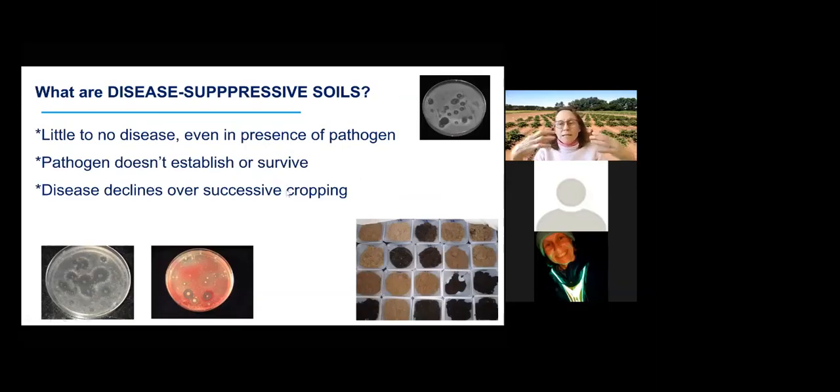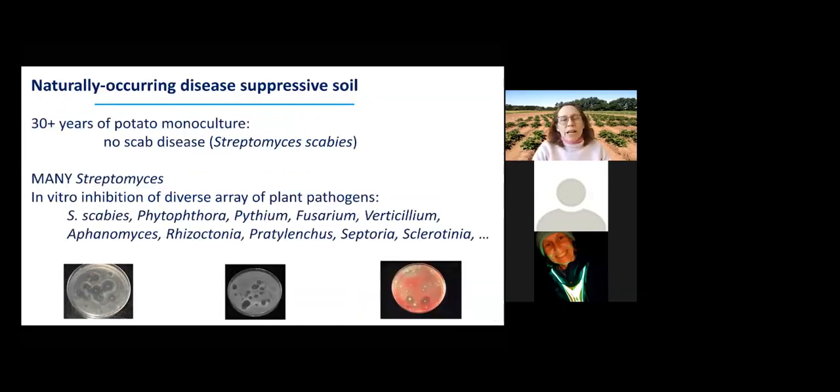And there's many suppressive soils that have occurred after long-term successive cropping, in particular long-term monoculture. And many of you, especially in the Pacific Northwest, might be aware of take-all suppressive soils, which are a function of long-term wheat monocropping. Today, I want to talk about a naturally occurring disease suppressive soil from northern Minnesota. And this is a soil that developed suppressive capacity against the disease potato scab after 30 plus years of potato monoculture.